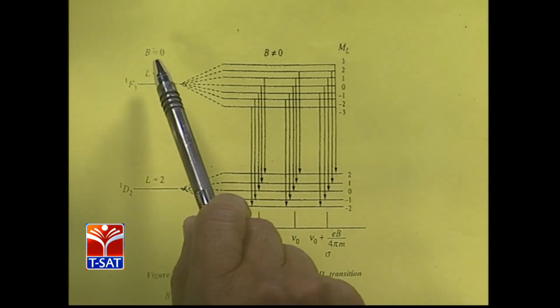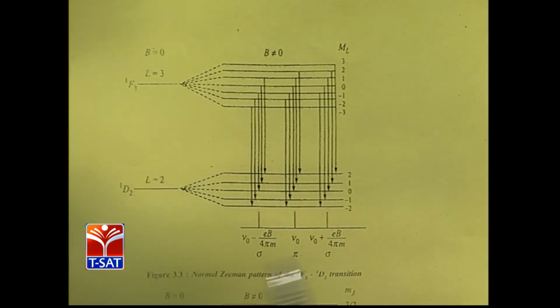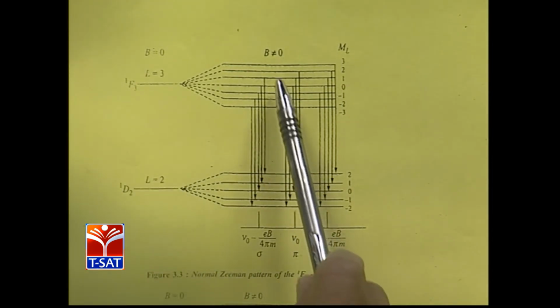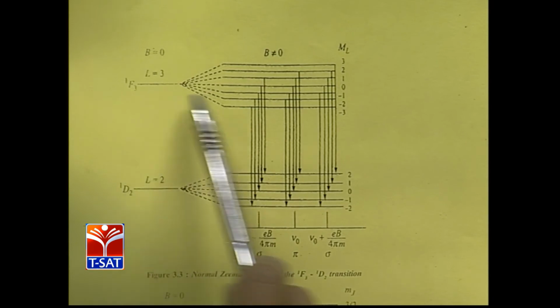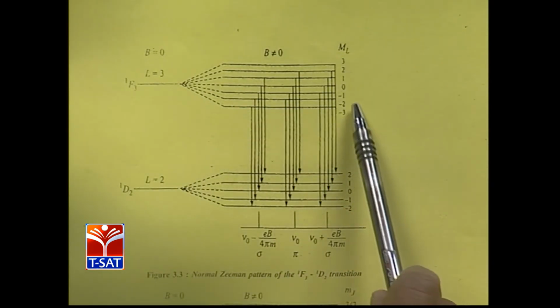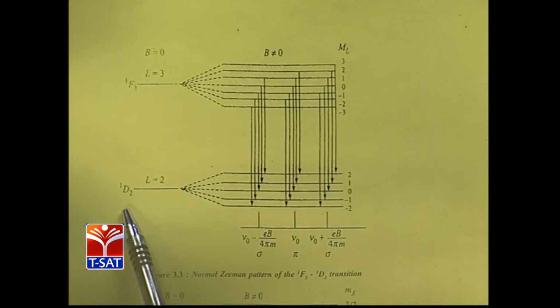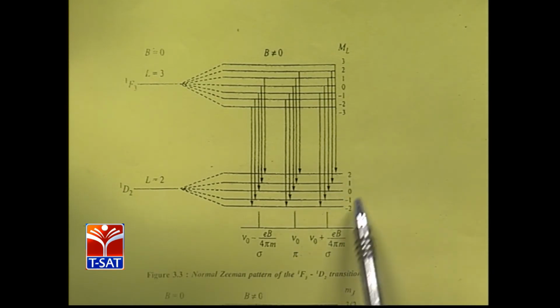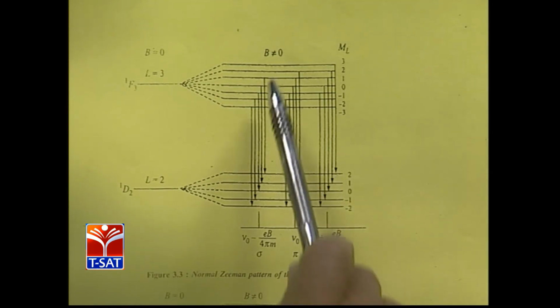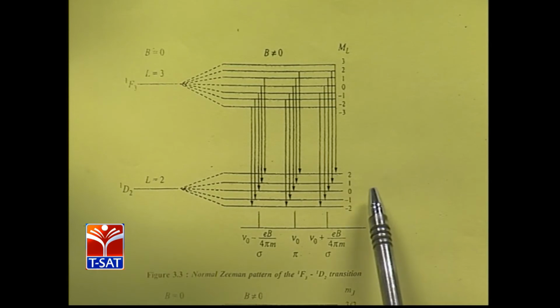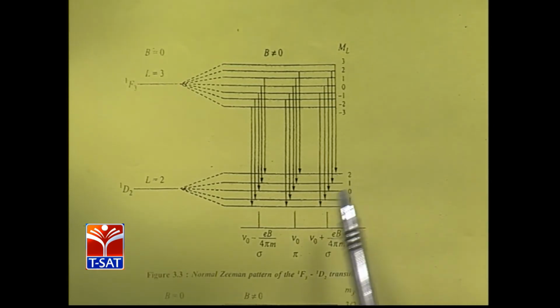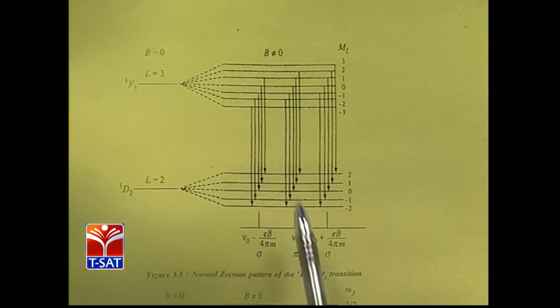This part is without the magnetic field. Now, when you apply magnetic field, there will be this particular thing is split up into so many as 7. This one is split up into so many as 5. Now, all the transitions are not possible according to the selection rules. Hence, we will observe one line here, one line here, one line here.